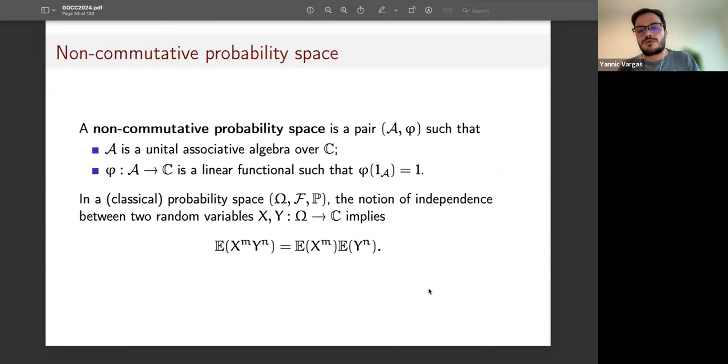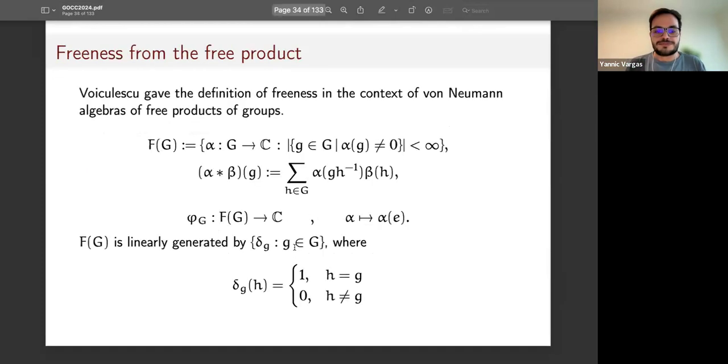And the thing is that there will be a notion of non-commutative independence. We don't have this relation anymore, but we will see that we still have some relations which are rich combinatorially speaking. Let me show you a little motivation on what is called free independence. So free independence is related to this example. This is a new example of a non-commutative probability space.